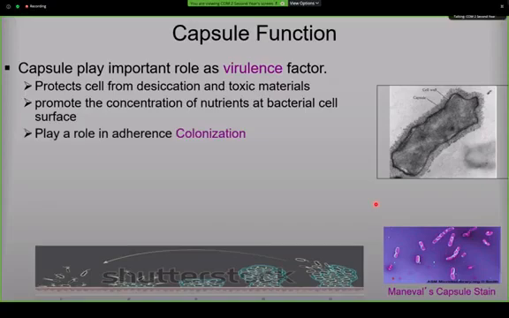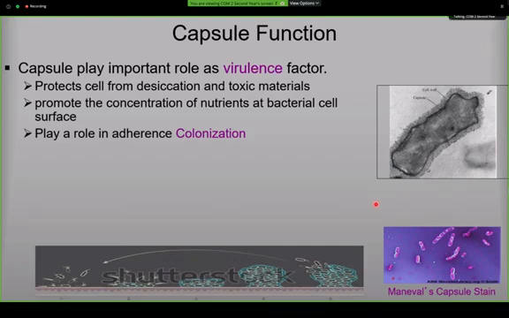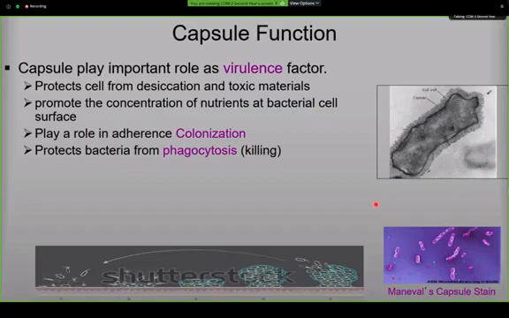That means colonization. You remember when we talked about the major virulence factors, the ability of a pathogen to cause a disease, the pathogen needs to enter, adhere, and colonize. So encapsulated bacteria will be able to adhere and colonize inside the host. It protects bacteria from phagocytosis. So if you have a shell of capsule around the bacteria, it will overcome the immune system because it will not be recognized, so it will not be eaten by phagocytic cells.